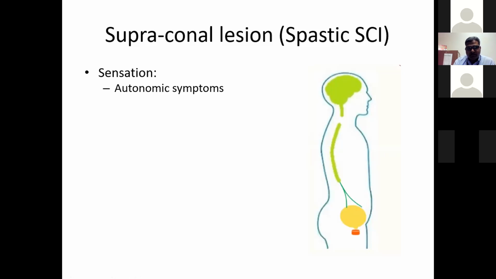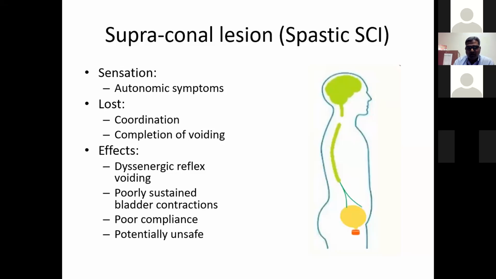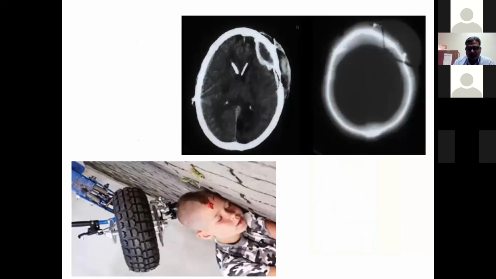So no comments. So the sensations will be affected, there will be autonomic symptoms. The coordination will be lost. Completion of voiding will be lost. And because of the suprasacral lesion, there will be dyssynergic reflex voiding with poorly sustained bladder contractions, poor compliance, leading to a potentially unsafe bladder.